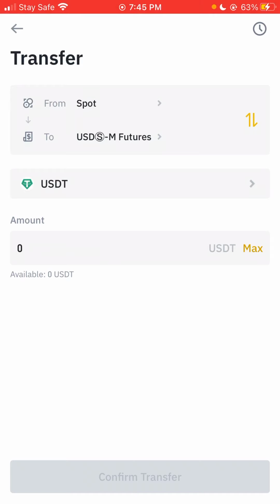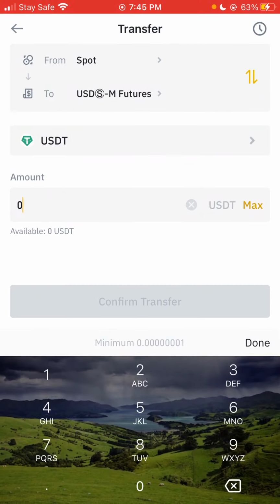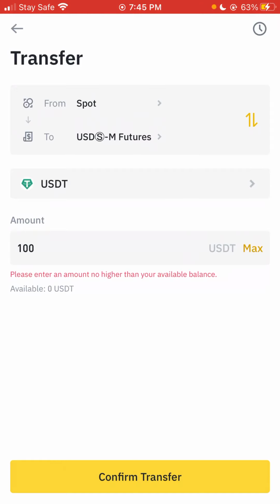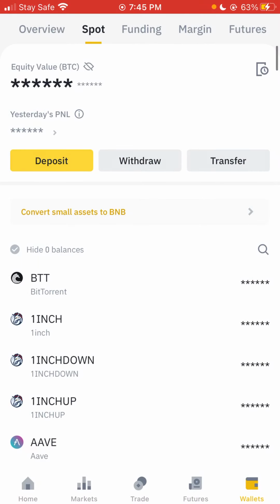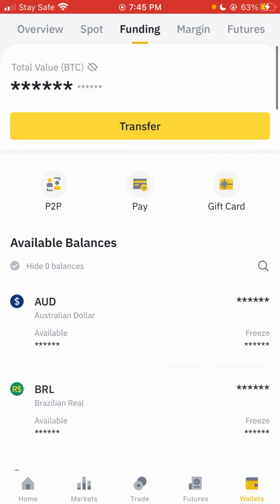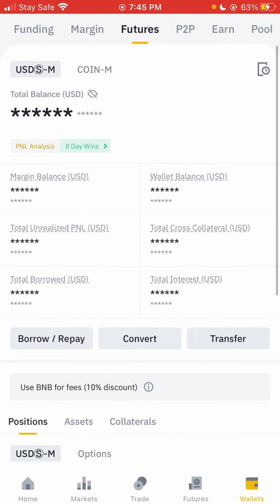Do you understand? Once I click on max, it shows 0 because my available balance on my spot is 0. So I will click on max, or any amount you want to transfer. Let's say 20 or 30 or $100. You write it here, 100 or 1000, any amount, and you click on confirm. Once you are done, automatically your money will be on futures.